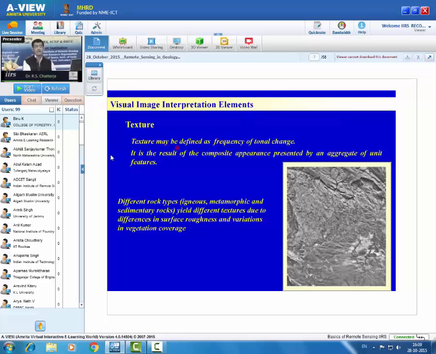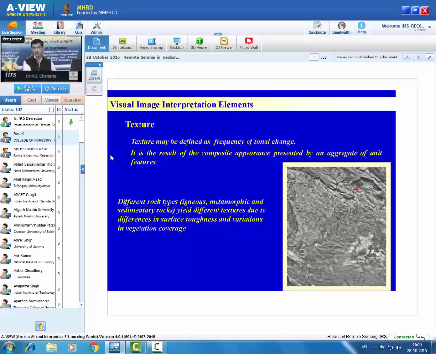Now texture is defined as the frequency of tonal change over a particular area of the image. It is the result of the composite appearance presented by an aggregate of unit features. So how the tone of the unit features is expressed over a length of the image, what is the frequency of the tonal change, that is basically the texture. For example, this is a very typical example of igneous, sedimentary and metamorphic rocks in the same area. Both igneous, sedimentary and metamorphic rocks are exposed, and you can see the textures are very contrasting in different parts.